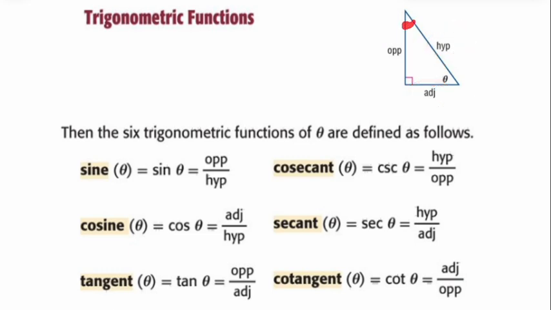If you're up in this corner, this is the opposite. This is the adjacent, but this is still the hypotenuse. So the opposite and adjacent flip locations depending upon where your theta is located.